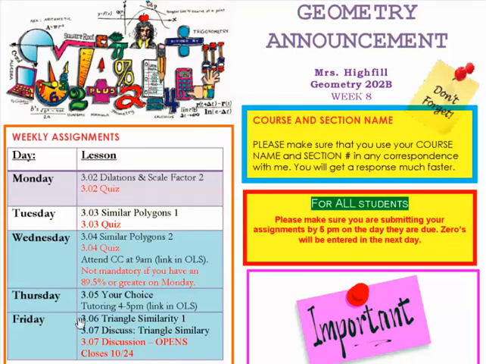Friday, we're going to do the first part of triangle similarity, and then the assignment for that day is a discussion. Now, the discussion just opens up on that Friday. It's going to close on October 24th. That's next Friday, the following Friday. So it will open up this Friday, and then it will close the following Friday. Now, discussions you cannot make up, so those definitely have to be done on the day that they are due. So make sure that you're getting that done.